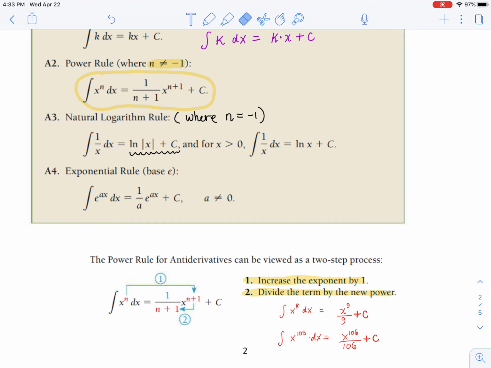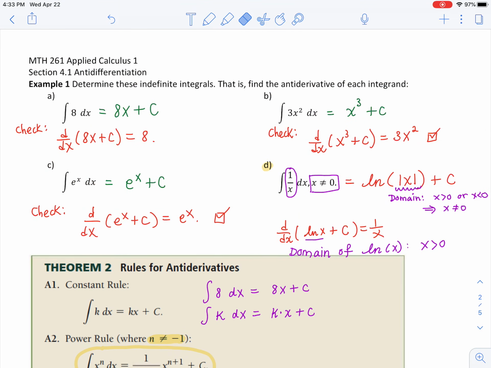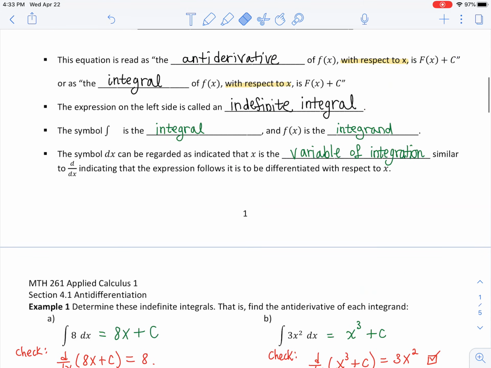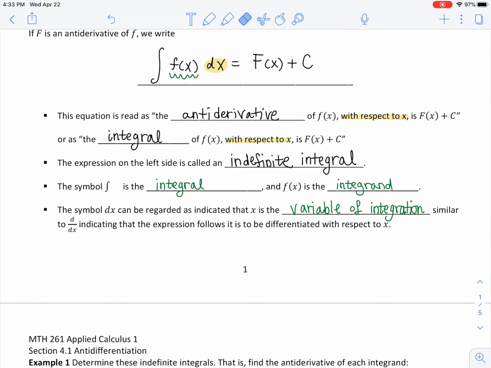the basic rules that we talked about, like the power rule for antiderivatives. That one was a big one. Remember, that's the one where we increase the exponent by 1 and divide the term by the new power. We also talked about the logarithm rule and the exponential rule. So the first video kind of took care of how to integrate all these different indefinite integrals.